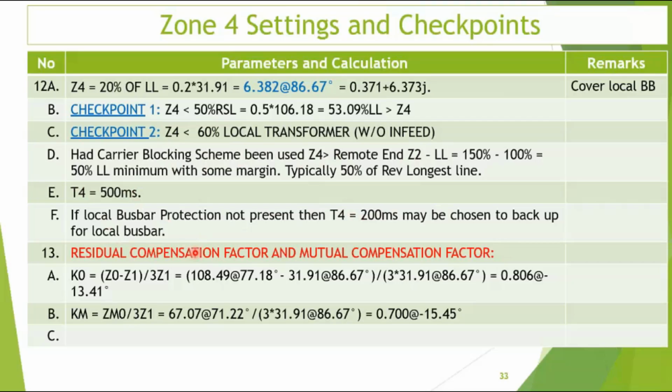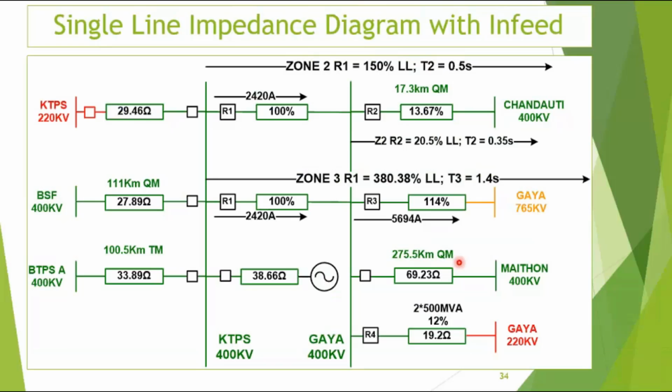Residual compensation factor and mutual compensation factor: you have to set K0 in the relay and Km in the relay. The equations are as follows, and it's phasors, it's mathematics. This is a complete diagram with infeed. See, zone 2 is overreaching this Chandavati bus, so timer T2 is increased. Zone 3 is encroaching into the Goya bus, another voltage level bus, so timer T3 has also been increased over here.